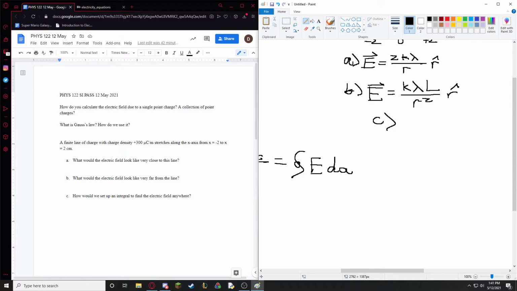All right, so now how would we actually set up the integral to find the electric field anywhere? Let's take about 5-6 minutes, then we'll go over this.